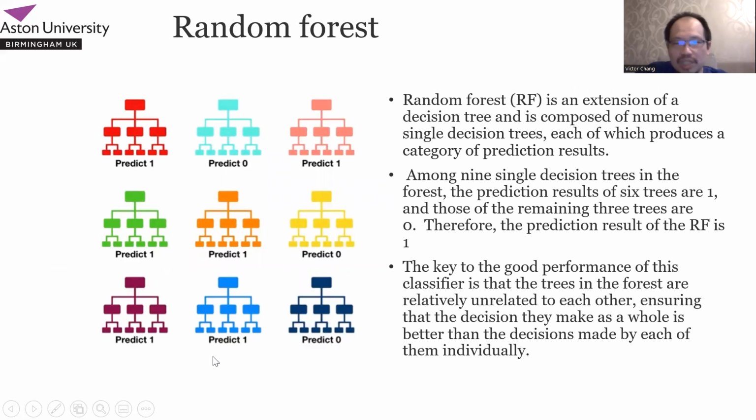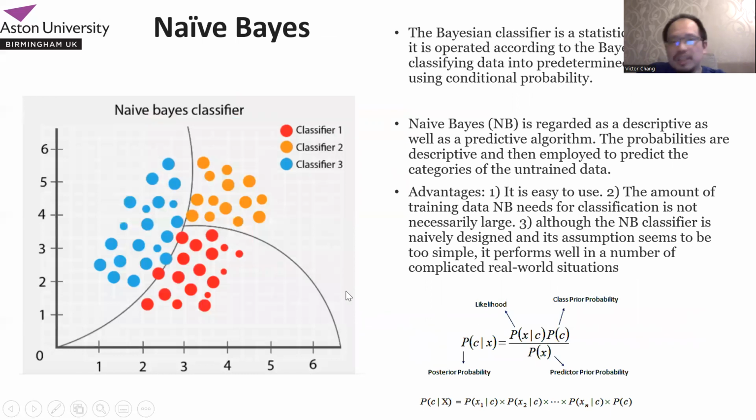Random forest is an extension of decision trees, and is composed of numerous single decision trees. Each of them produces a category or prediction result. So if there are 9 decision trees in a random forest, and the prediction result of 6 is 1, and the rest of the 3 is 0, the prediction result of RF is 1. It means that more trees are predicting 1, so the majority wins. The key to good performance for this classifier is that the trees in the forest are relatively unrelated to each other, to ensure the decision they make as a whole is better than the decision made by each of them individually.